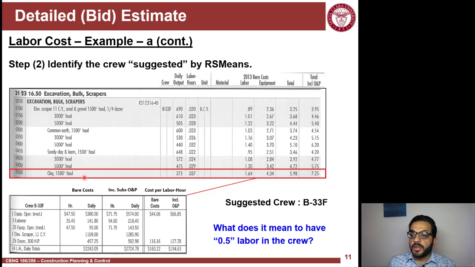So now the question is, what does it mean, 0.5 laborer, 0.25 equipment operator? And let's first match here. So this one equipment operator is running the scraper, one matching with one.